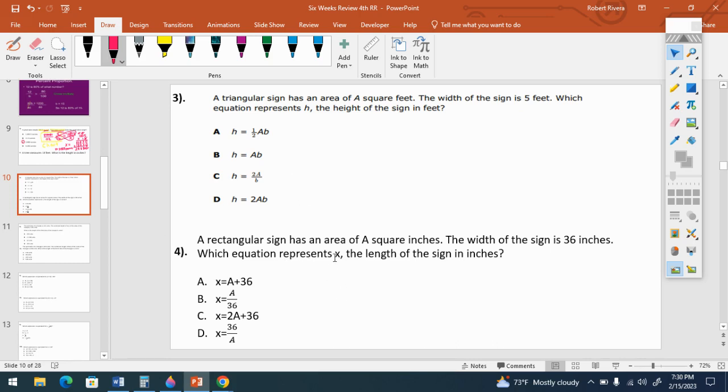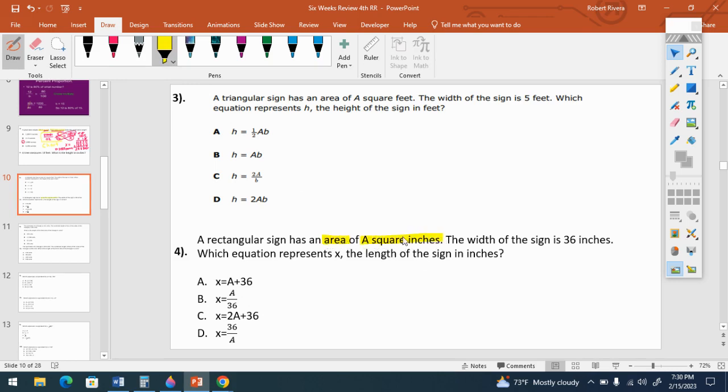A rectangular sign has the area of 8 square inches. The width of the sign is 36 inches. Which equation represents x, the length of the sign in inches? So you see all this, I'm just going to forget about it. I'm going to focus on my story. So they're saying that the area is 8 inches, 8 square inches. So you see area, 8 square inches.